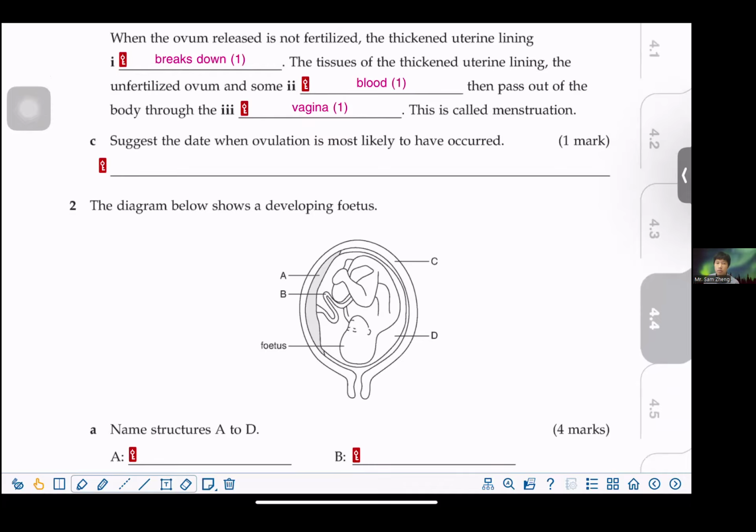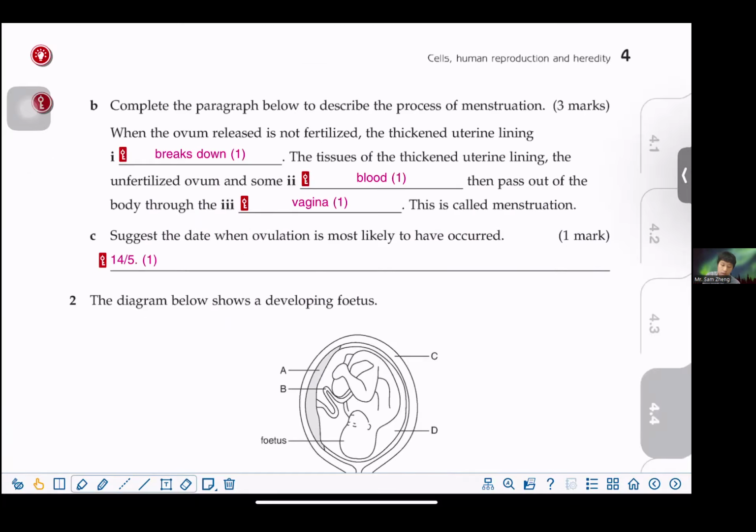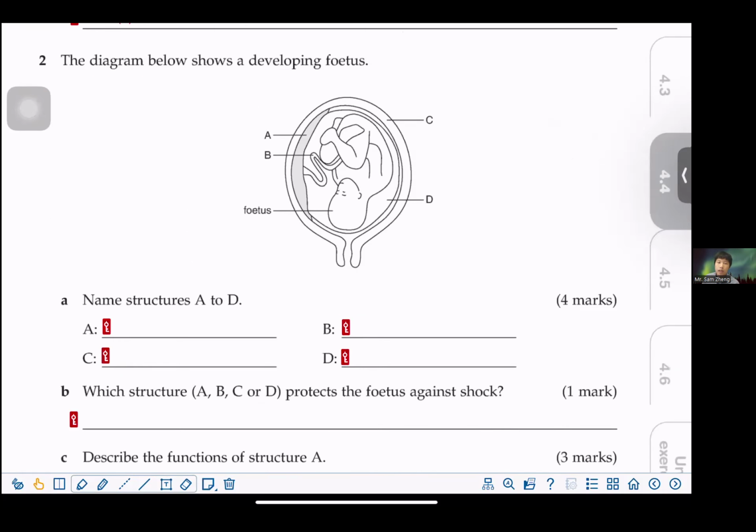Suggest the days when ovulation is most likely to occur. If 1st of May is the first day, then we count 14 days. So in this case, it will be 14th of May. It's not the first day, I mean the date of ovulation.